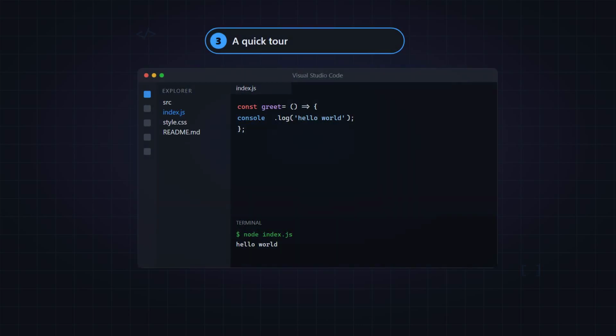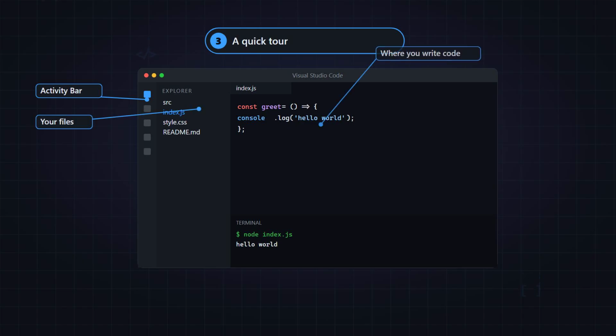Fire it up, and here is the lay of the land. Down the left is the activity bar. The top icon is your Explorer, that is your files. The magnifying glass is Search, and the one that looks like building blocks is Extensions, which is where we are heading next. The big area in the middle is where you write your code, and at the bottom you can pop open a terminal, which is where you run things.